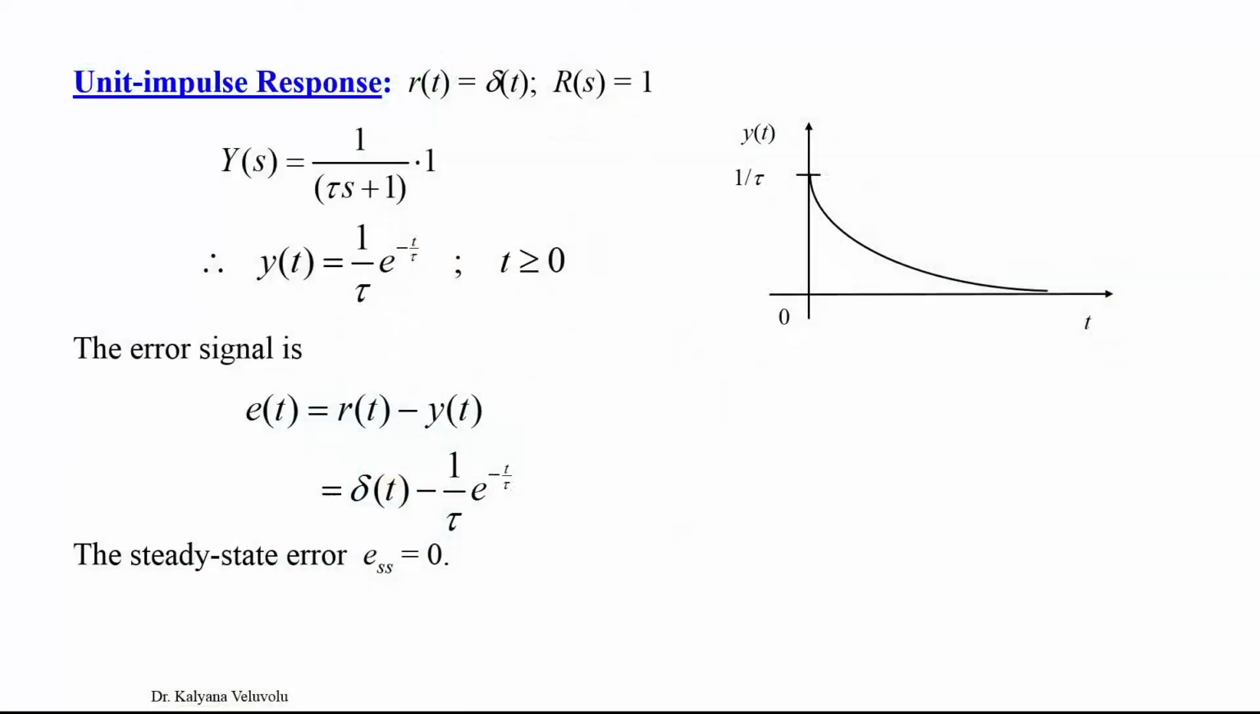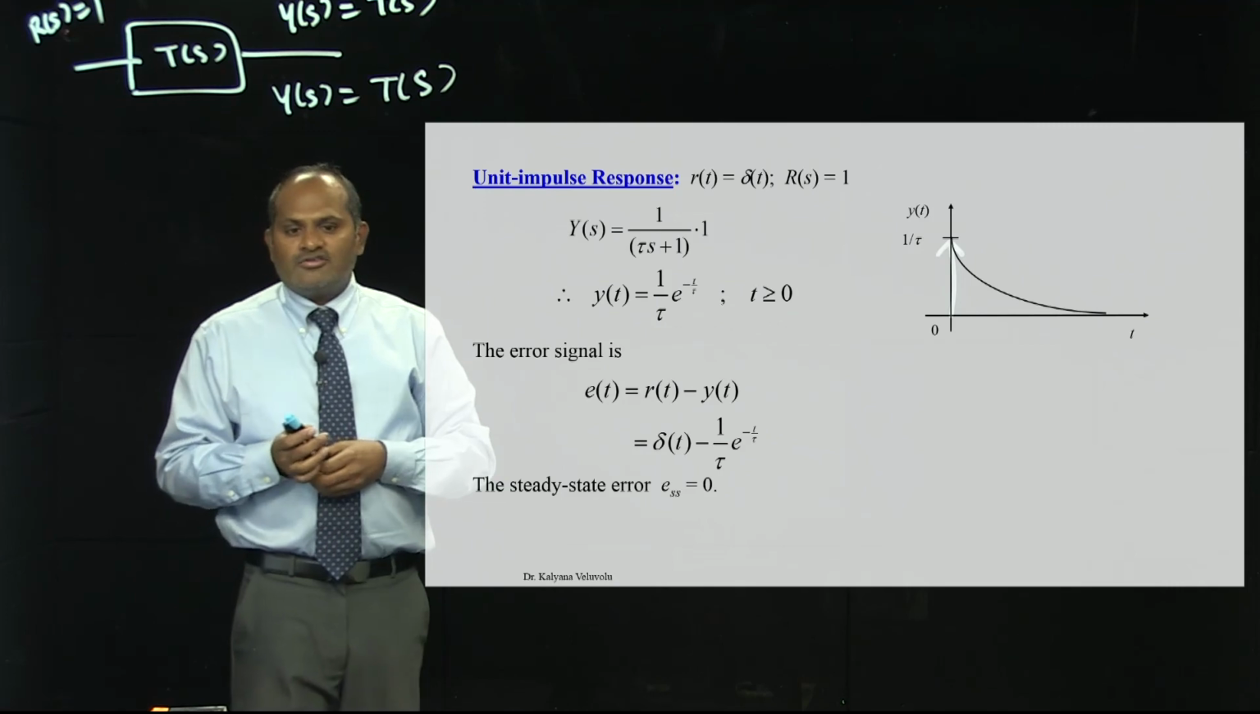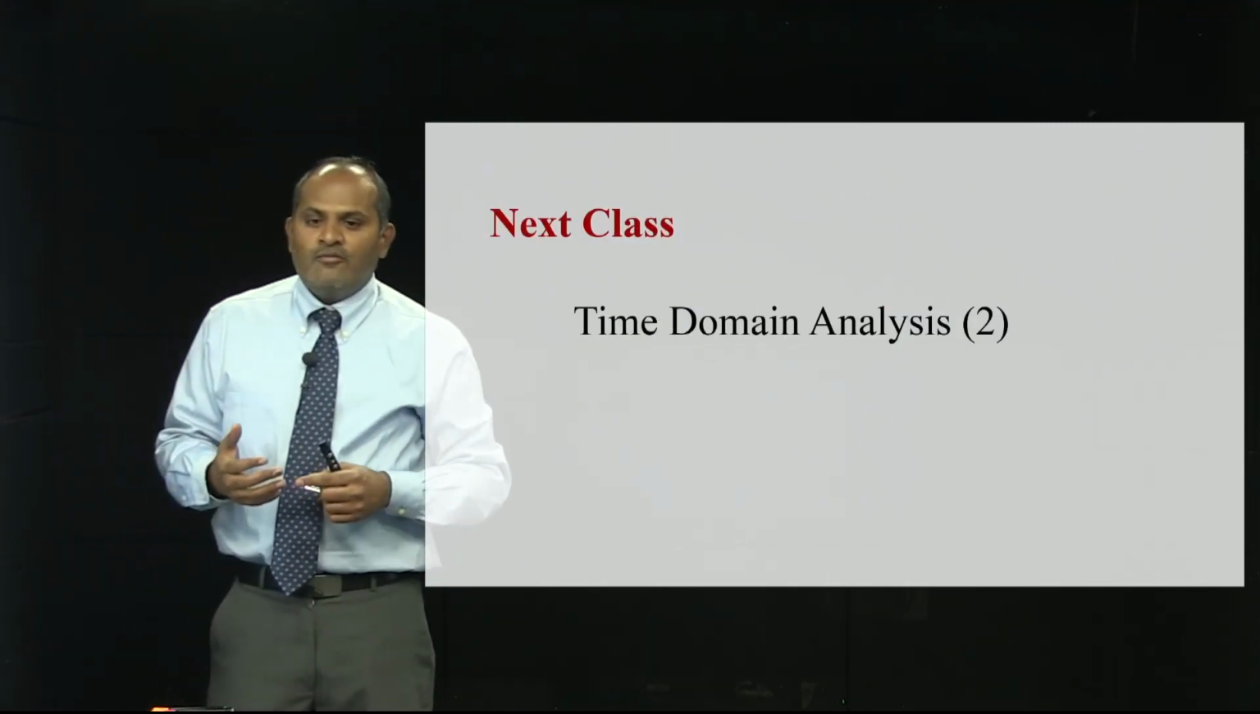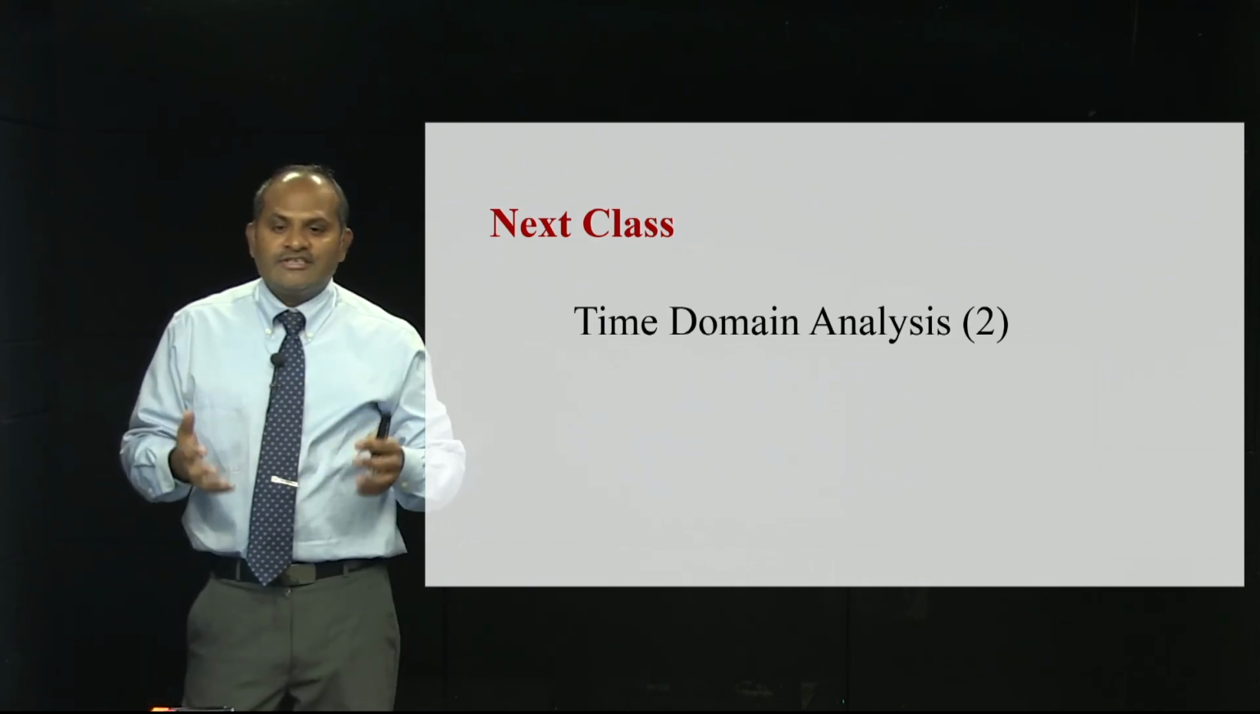So, what is our error? Error signal is equal to r of t minus y of t, which is delta of t minus 1 by tau e power minus t by tau. So, the error signal is not that straightforward in the time domain. Then the steady state error, when t tends to infinity, e power minus t becomes 0 and delta does not have any value outside t equal to 0. So, the steady state error is also equal to 0. In this way we can also analyze the unit step response of the system. With the impulse response, we actually complete the analysis of basic test signals.